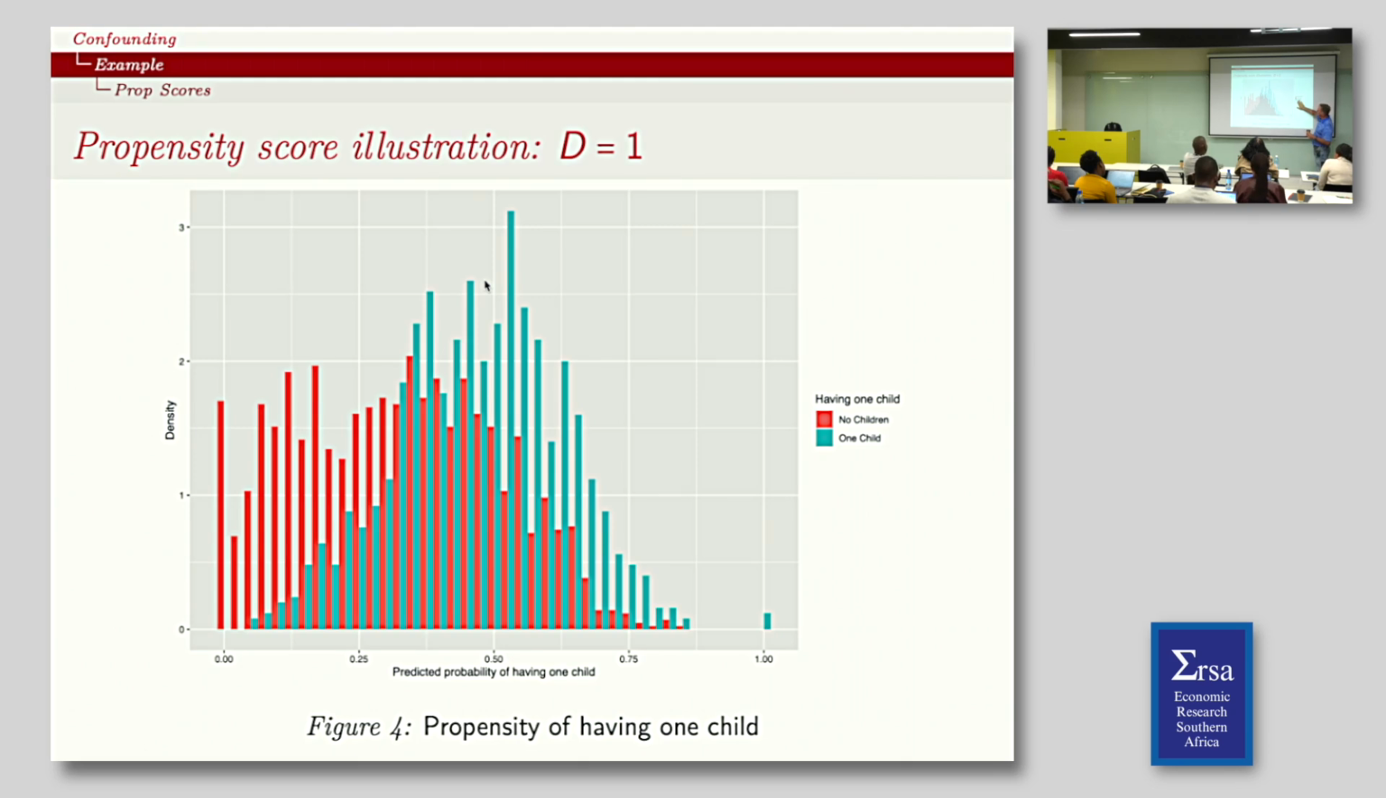And here the propensity scores for one child are in cayenne. I'm going to use that one. So it's a turquoise bluey kind of thing, right? So those are the two colors we've got. And you can see certainly there's overlap.